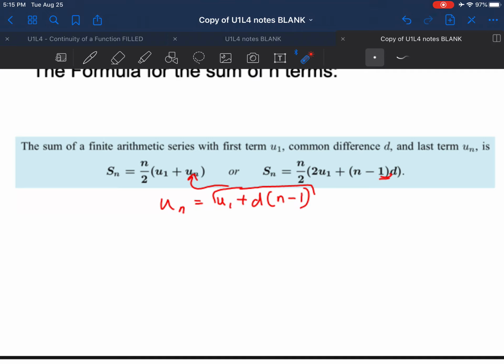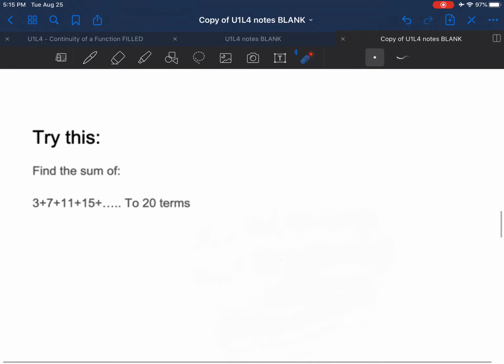provided you have different information. This one works if we don't know the common difference, but we know the first and the last term, and we know the number of terms. If we know the number of terms and the first term and the common difference, but we don't know the last term, we want to use this one. Okay? So those are the two new formulas that you'll use for all these arithmetic series problems.